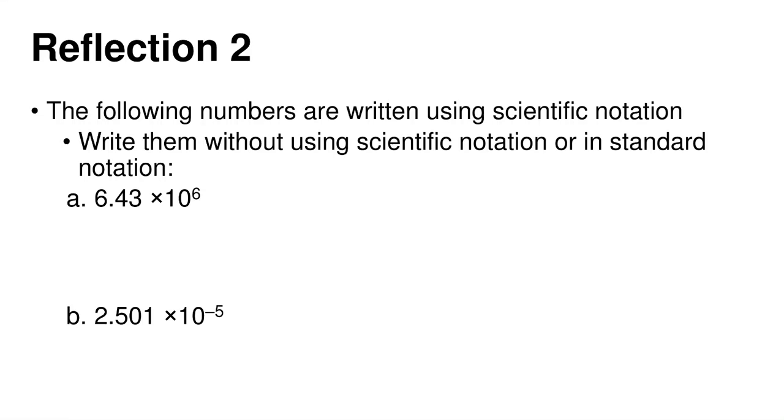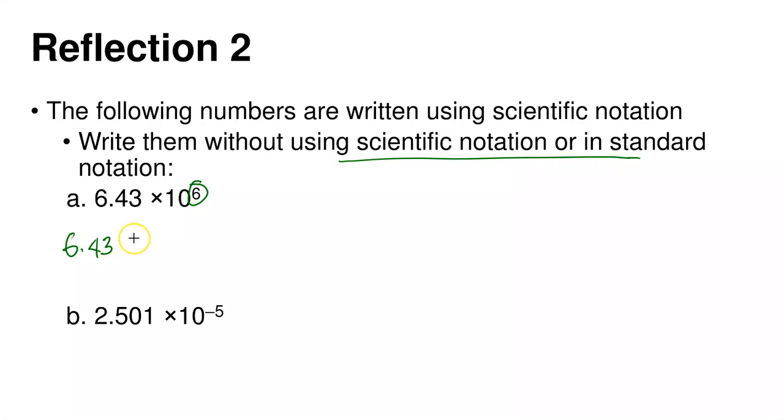Now let's do another reflection. In this case, the following numbers are written using scientific notation. Write them without scientific notation, or in standard form. So we're not working backward like we did before. What we're simply going to do is maintain this digit and move it backward. First of all, since this is 6, I'm going to start by writing 6.43.